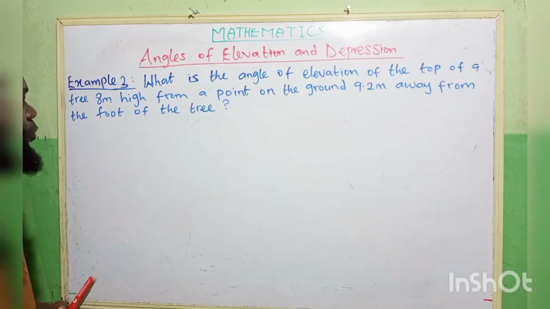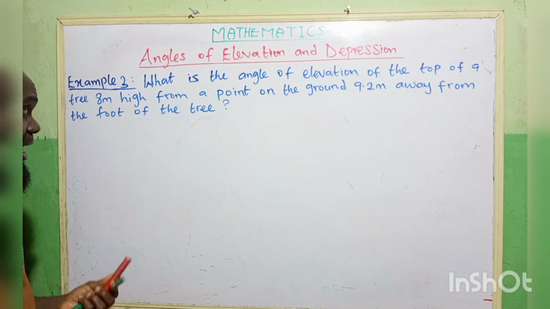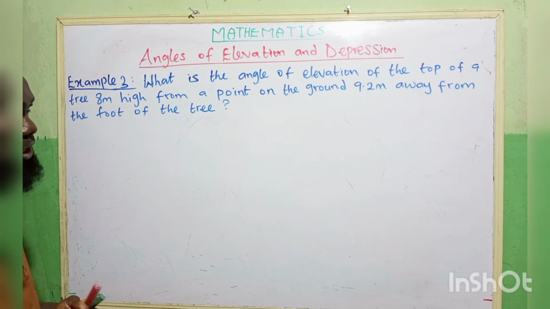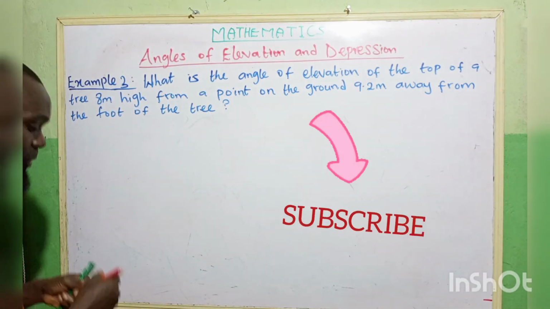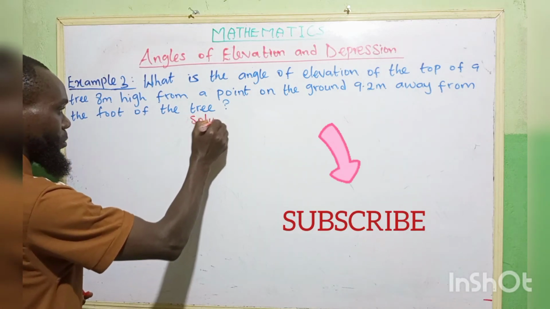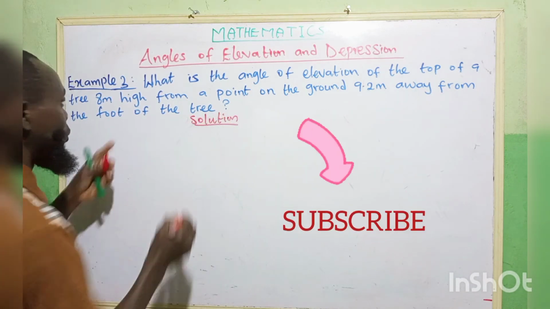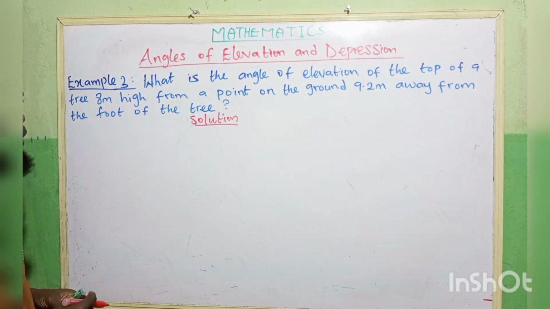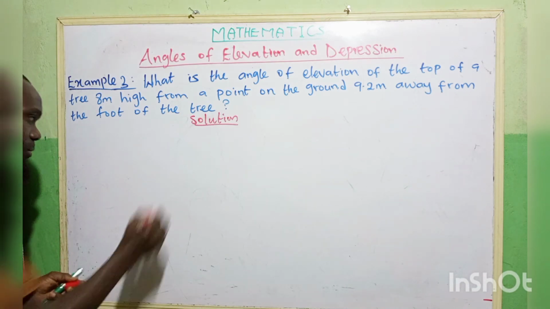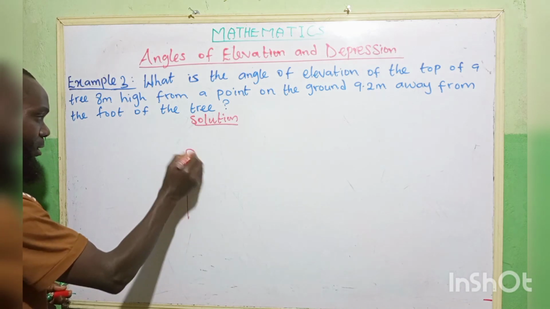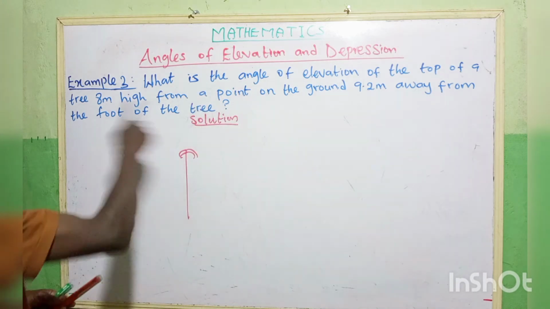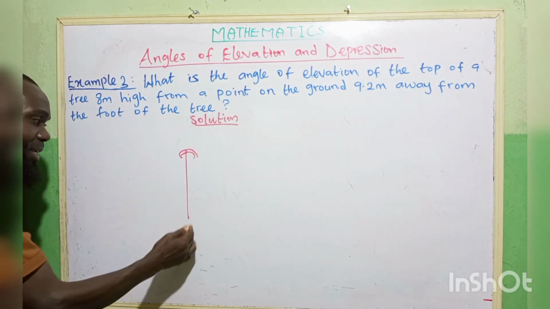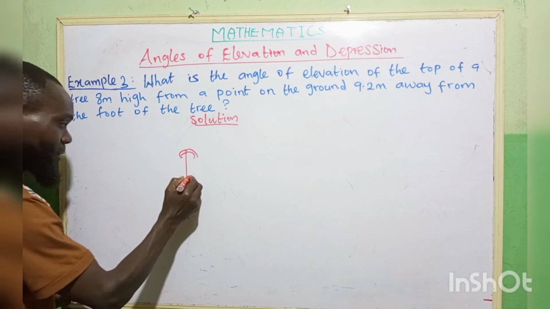Example 3. What is the angle of elevation of the top of a tree 8 meter high from a point on the ground 9.2 meter away from the foot of the tree? Now let's look at this question. What is the angle of elevation of the top of a tree? Let us draw a tree. This is our tree, 8 meter high, meaning this tree has a height of 8 meter.